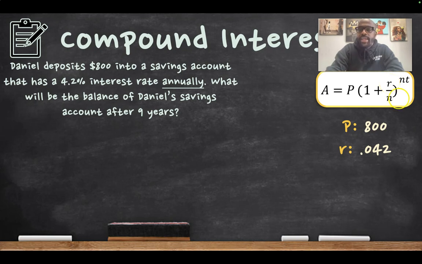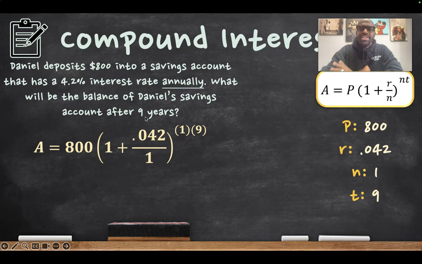But let's keep moving. n represents the number of times it's being compounded each year. Annually means once a year. And then t represents time. That means how many years are we looking at this being compounded? That's going to be 9 years. So we go ahead and plug this into our equation. You could just plug this into Desmos and get your result.